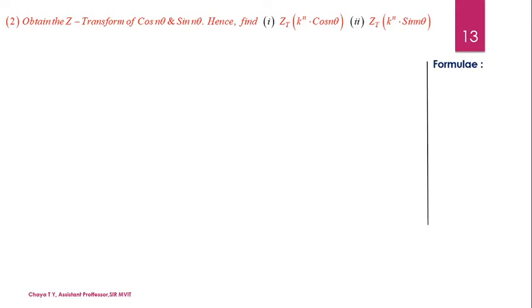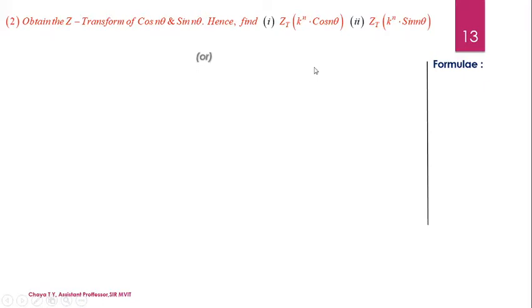Yeah, now dear students, let us consider the application of damping rule, which is to find the z transformation of cos n theta and sin n theta. Then after we find the z transformation of cos n theta and sin n theta, I have to further find the z transformation of k power n cos n theta and k power n sin n theta with the help of the properties of z transform, which we are going to consider as the damping rule.